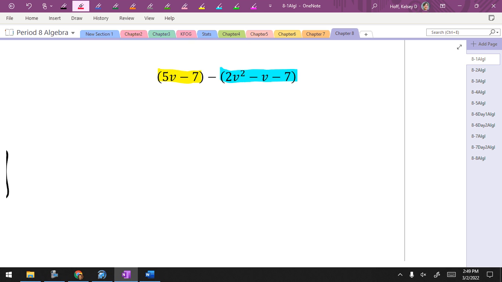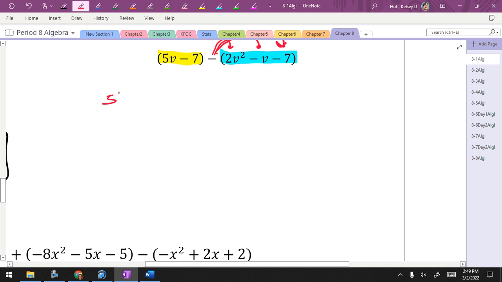So on the adding one, I didn't make you rewrite it. When you're subtracting, rewrite it. This negative 1 needs to multiply by everything inside there. So 5v minus 7, the front polynomial does not change. But now what do I have? Minus 2v squared plus 1v plus 7.